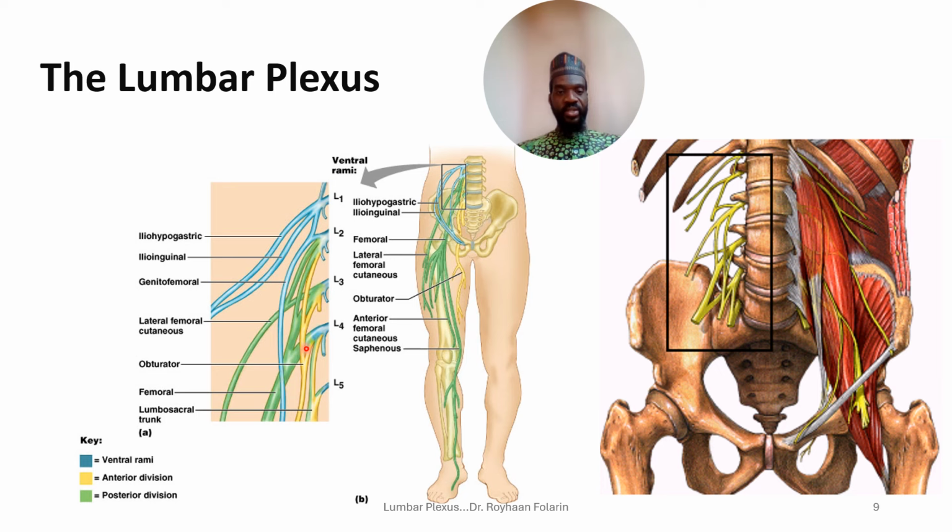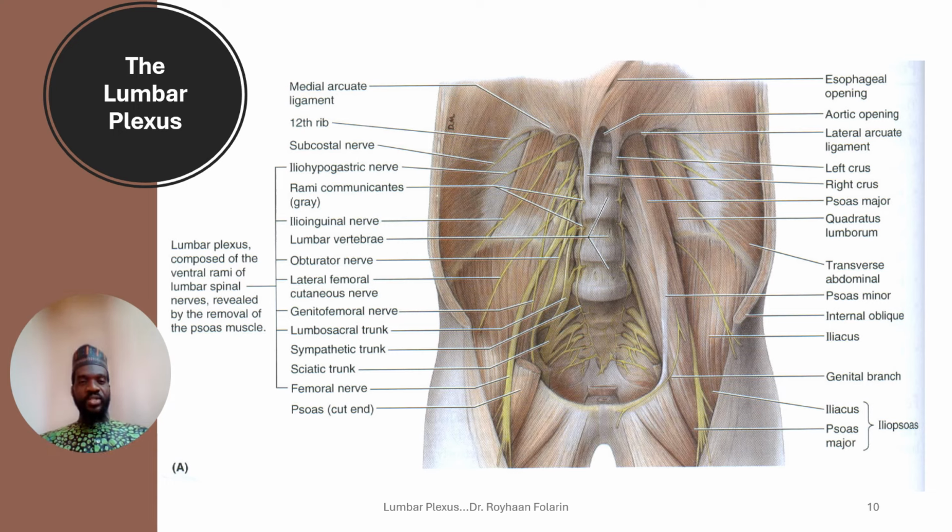And we mentioned already the obturator, I hope. So the obturator receives from L2, L3, and L4. So we'll come to the rest as we move along. So this diagram here illustrates the roots, the trunks, and the branches of the lumbar plexus.